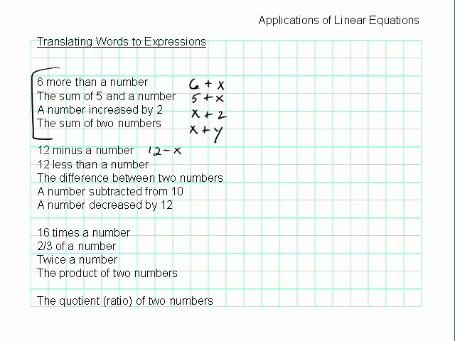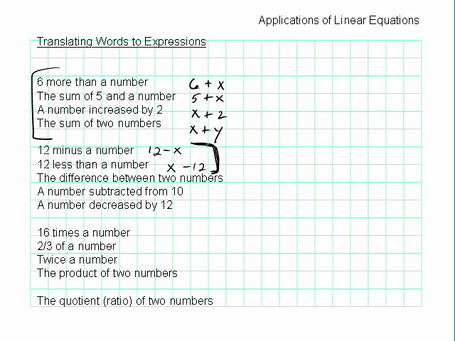Do not get that confused with 12 less than a number. 12 less than a number means the 12 is in the back, so it's actually x minus 12. I have a number and it's 12 less, so I go x minus 12. Students sometimes get these mixed up, so be very careful.